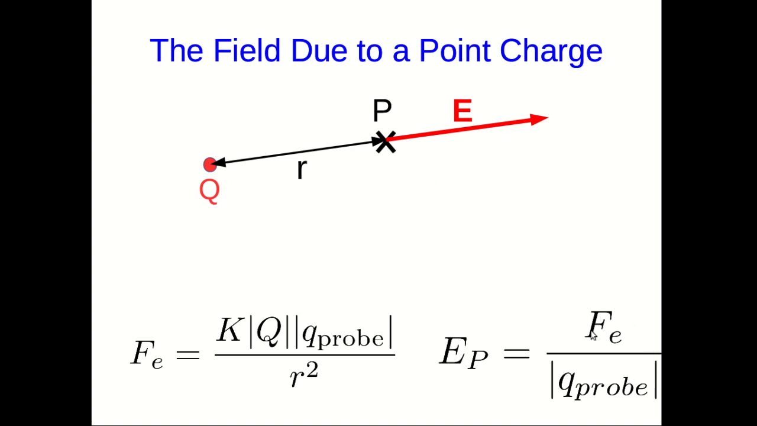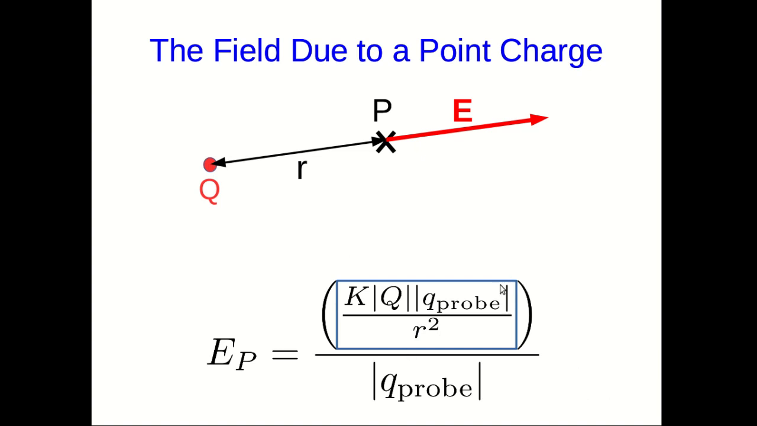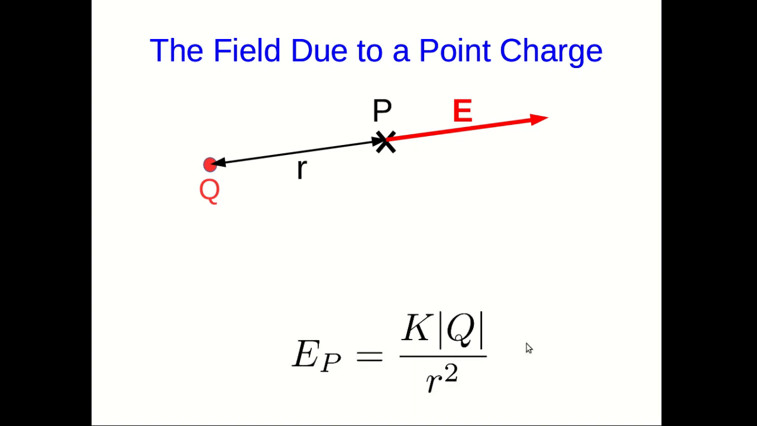So I've dropped the vector symbols and I'm saying magnitude of Q probe here. And so now we can just plug this expression for Fe into our definition of the E field, and so it's going to look like this. And notice that the probe charge cancels out on top and bottom, and we wind up with this. And notice how it is independent of what probe charge we use, just like we know has to happen. So this is now the E field due to the point charge Q, and this would exist everywhere in space around it, and it's a function of how far away we look.